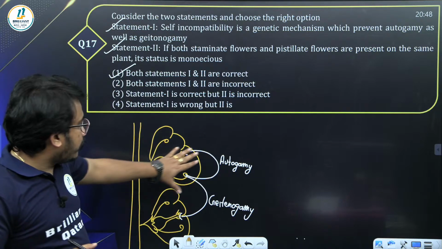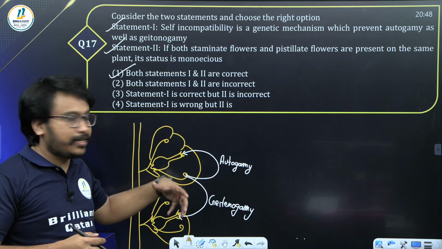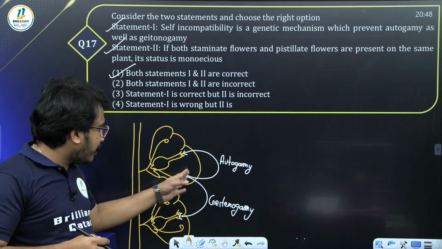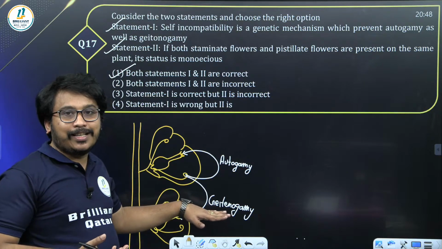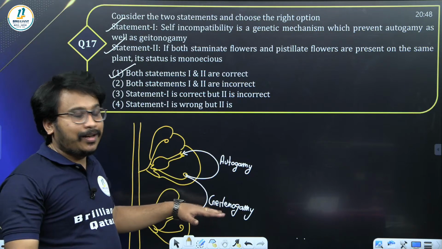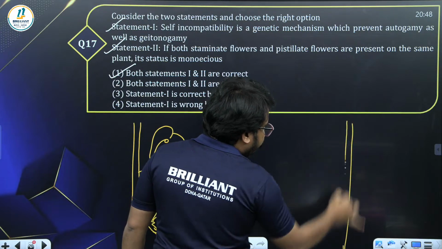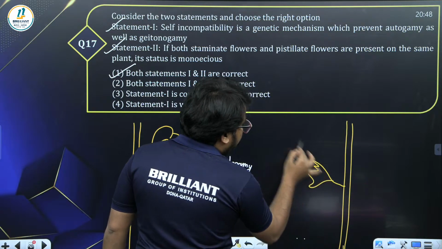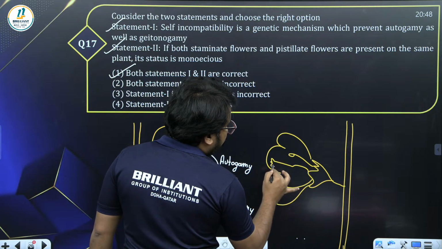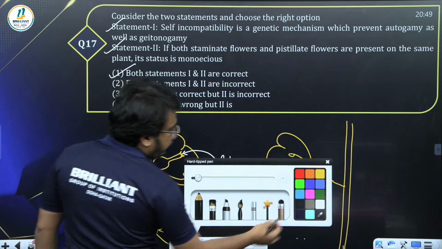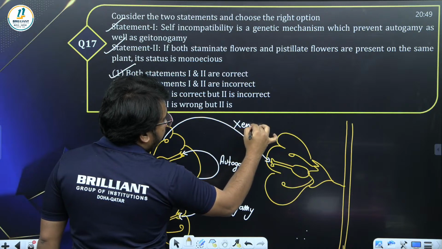So two terms you should understand: autogamy, geitonogamy. Transfer of pollen grains from anther to stigma of the same flower in the same plant is called autogamy. Transfer of pollen grains from anther to stigma of different flowers of the same plant, that is called geitonogamy. That is ecologically cross-pollination, but I should tell you it is genetically self-pollination. And if the pollen grains are transferred from anther to stigma of different flowers of different plants but of the same species, this is actually called xenogamy.